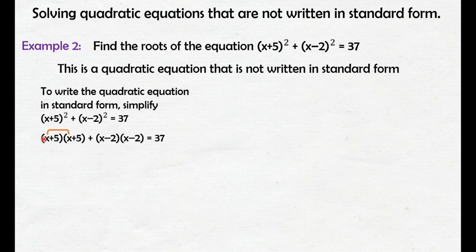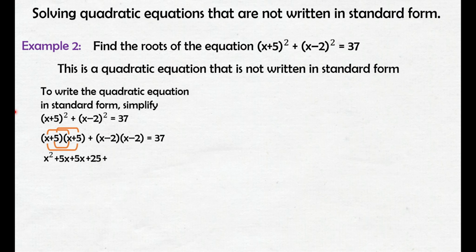So, expand natin itong (x + 5)². So, (x + 5) times (x + 5). By FOIL method, first term, x times x is x². x times 5 is 5x. 5 times x is 5x. And 5 times 5 is 25.